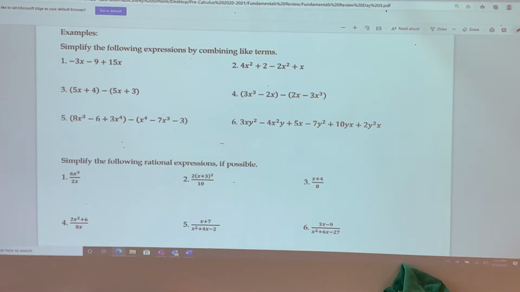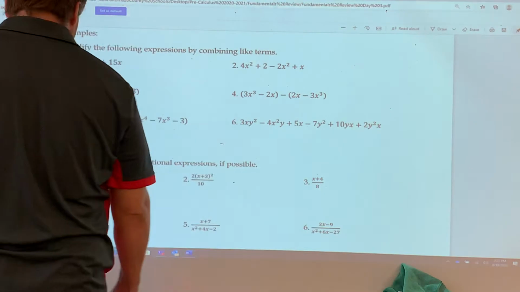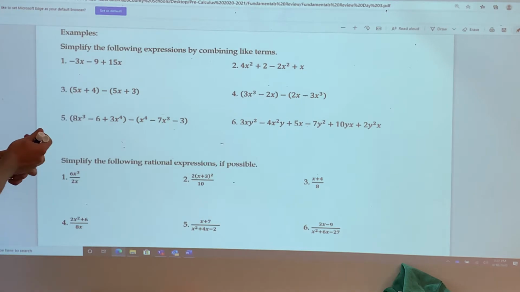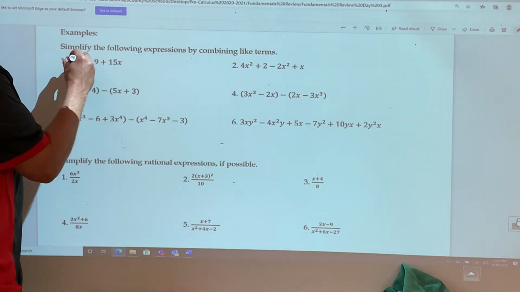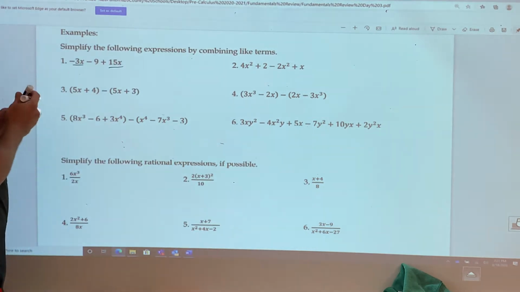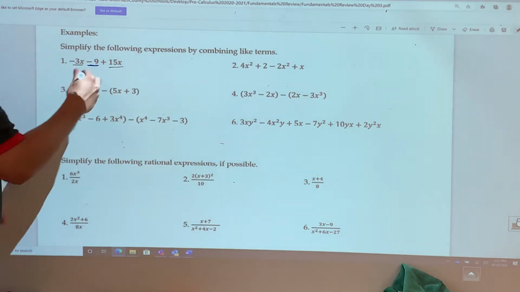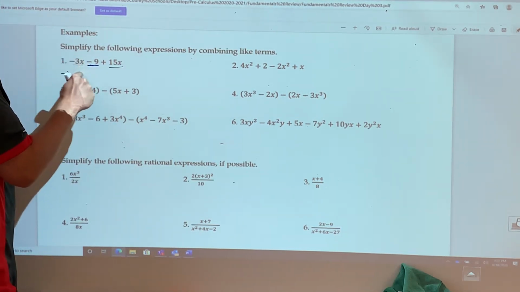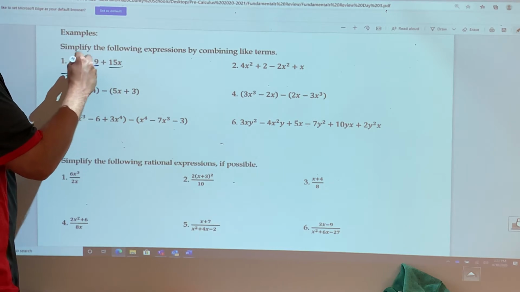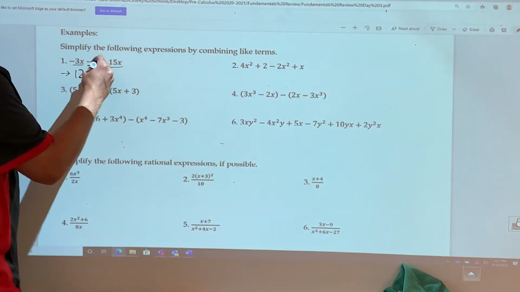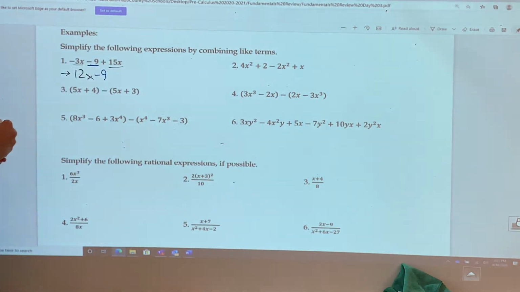So, when looking at these first couple examples here, we just want to combine like terms. I'm going to use different colors here to associate which are like terms and which are not. When we look at number 1, we've got this negative 3x and 15x, and then this negative 9. The negative 3x and the 15x are like terms, so I'm going to combine them. Negative 3 plus 15 gives you 12x. And then there's nothing else we can do to that negative 9, so we just bring that negative 9 down.